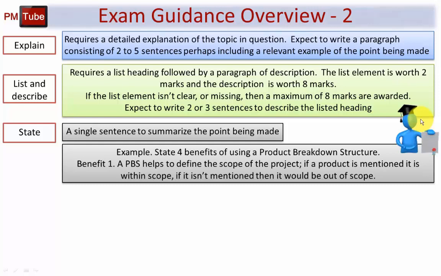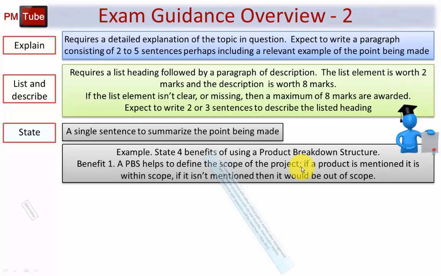A product breakdown structure, and by the way, in the exam, at least once make sure that the examiner knows that this stands for a product breakdown structure, helps to define the scope of the project. If a product is mentioned, it is within scope. If it isn't mentioned, then it would be out of scope. So in a very simple sentence here, notice I'm using a semicolon, as it's a nice way of answering a question fairly quickly.